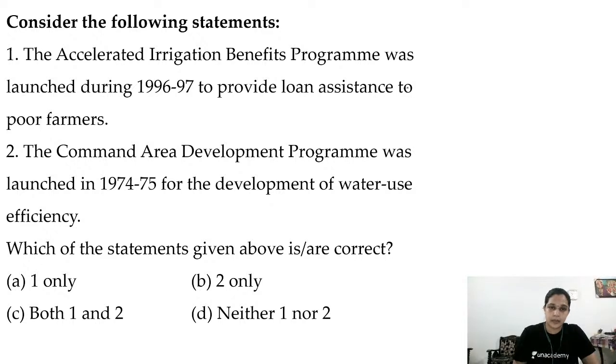Consider the following statements. See, this is all like current affairs of that year. The Accelerated Irrigation Benefits Programme was launched during 1996-97 to provide loan assistance to poor farmers. The Command Area Development Programme was launched in 1974-75 for the development of water use efficiency. Okay, see this: irrigation, water use. Command area development, loan assistance to poor farmers. Okay, so this is my guess.